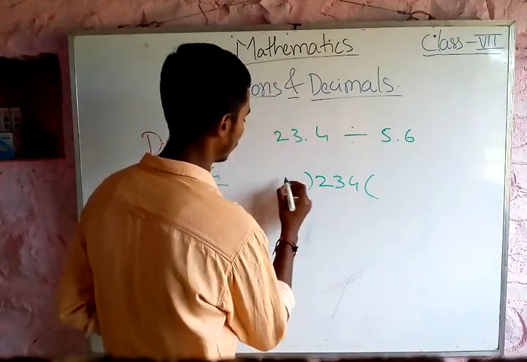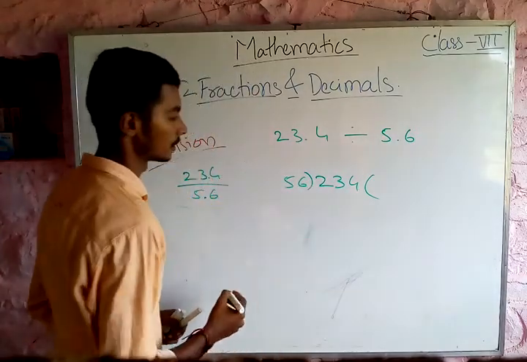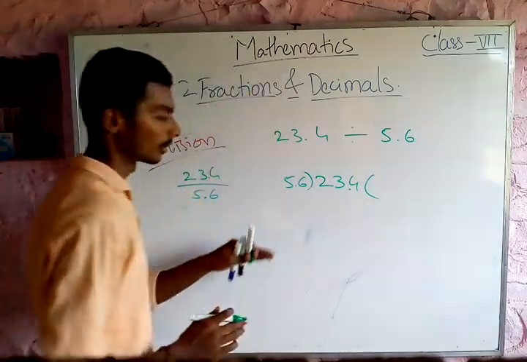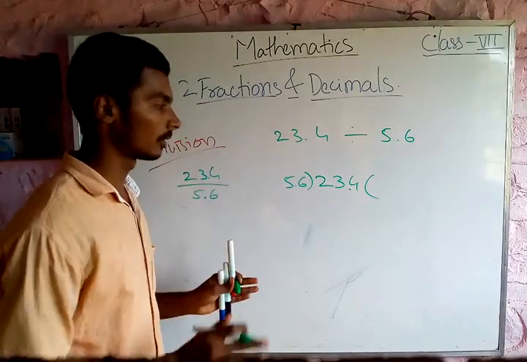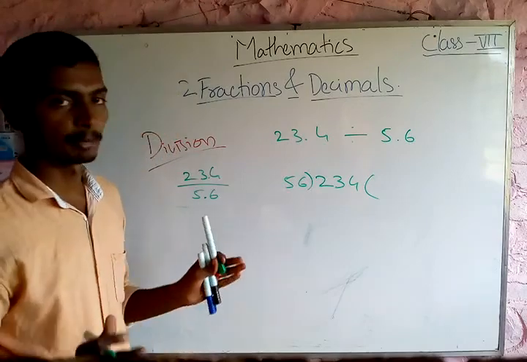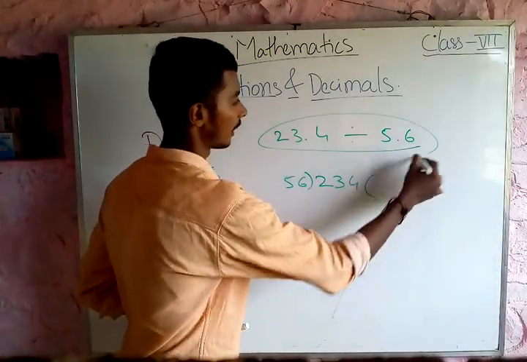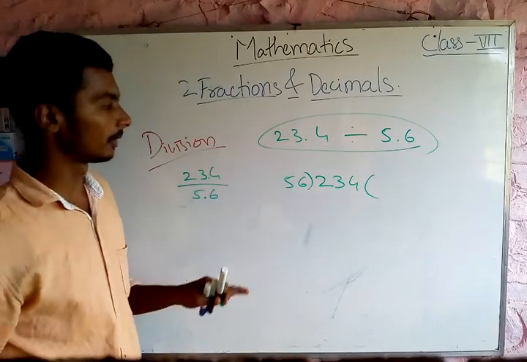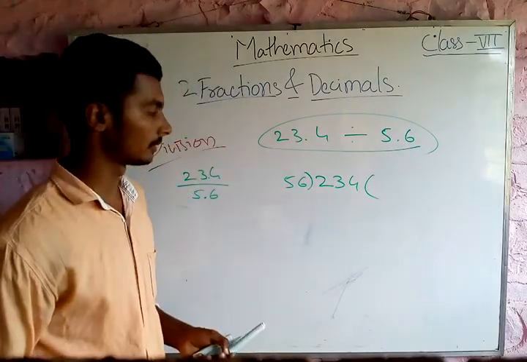234 divided by 56, or 5.6 divided by 234. Okay, for our understanding, for making it simple, we won't take the points. We will just keep in mind that these have points in their places, and we will keep it like this. Now we will try to divide this.